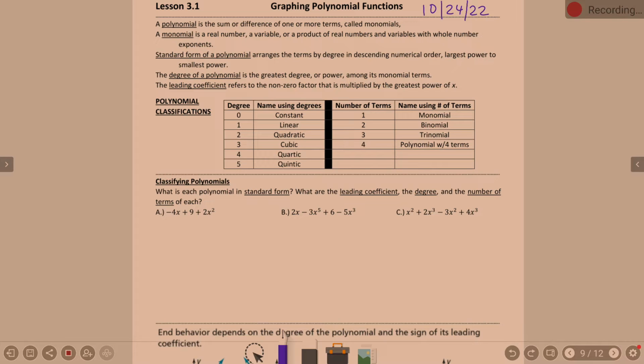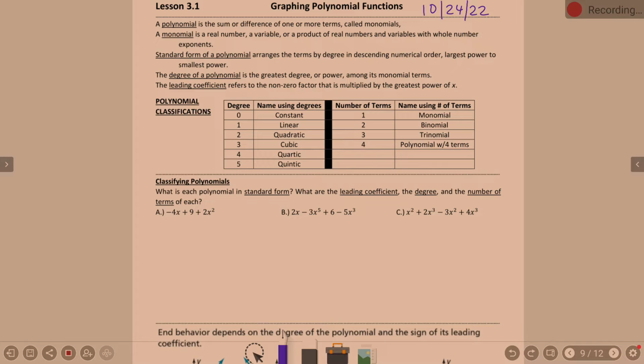A polynomial is the sum or difference of one or more terms, and those individual terms are called monomials. This is vocabulary you would have heard back in Algebra 1 somewhere. The words are not new. You may not remember them exactly, but you've heard this vocabulary. So sum or difference, basically polynomial: multiple terms added or subtracted.